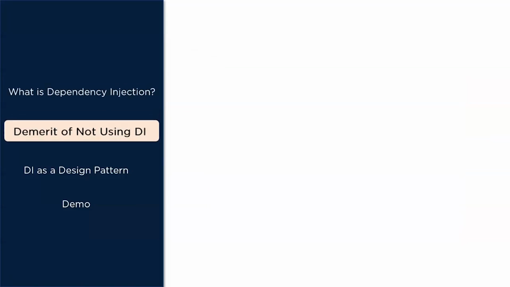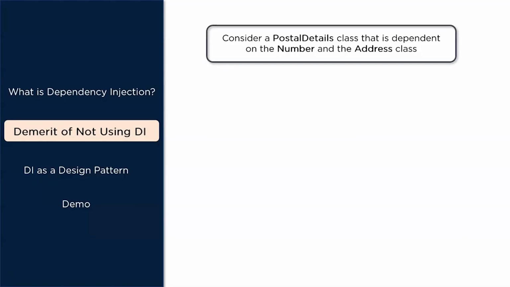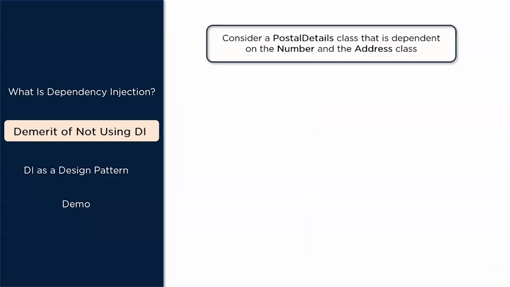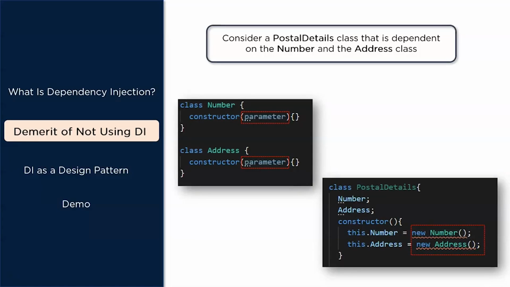Next up, let's have a look at the drawback of not using dependency injection. Now let's consider a class PostalDetails that is dependent on the Number and the Address class. In the PostalDetails class, the constructor creates copies of the number and address. So when you instantiate a new PostalDetails class, the constructor instantiates a unique number and address. Now, although this looks simple, there's a problem with this code. Let's assume that the Number and Address class constructors now accept parameters. When we change the Number class, the PostalDetails class gets broken.